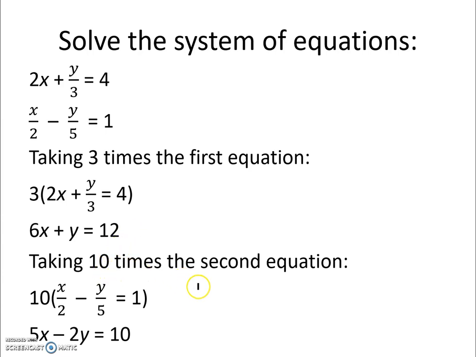Taking 10 times the second equation, again trying to get rid of these denominators, the least common denominator for 2 and 5 is 10. So we take 10 times the x over 2 to find that that's equal to 5x. And 10 times a negative y divided by 5 is simply negative 2y. Now that equals 10. So we have one equation here and another one here without fractions.